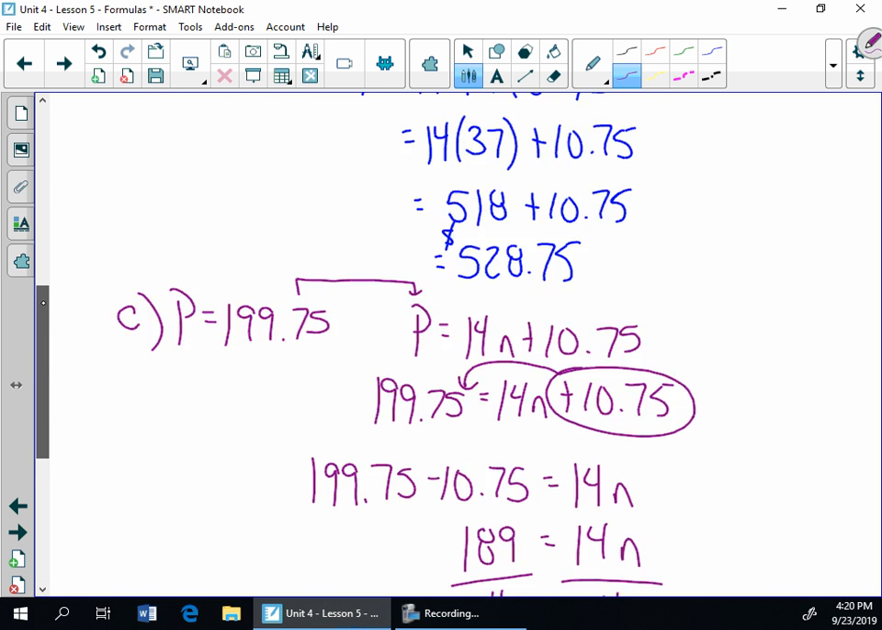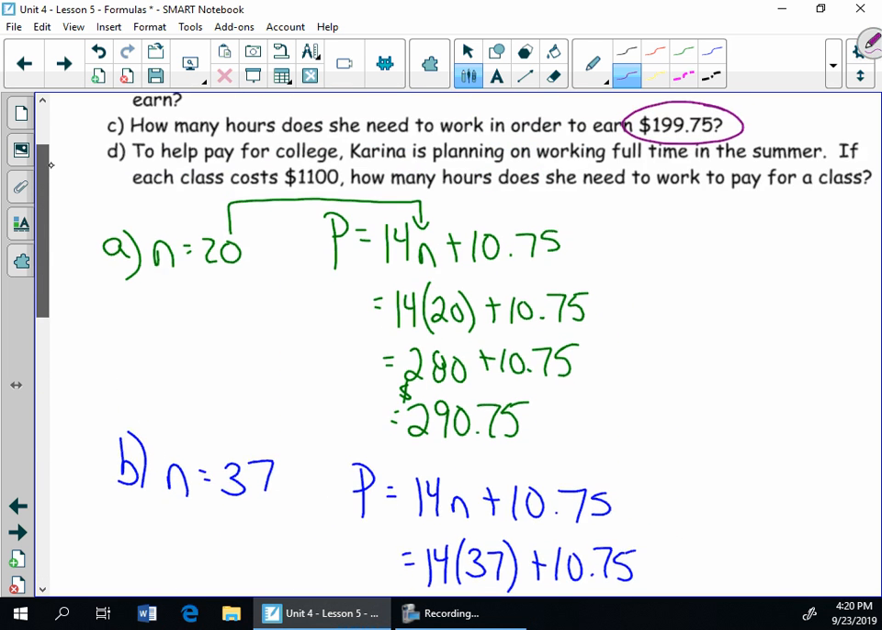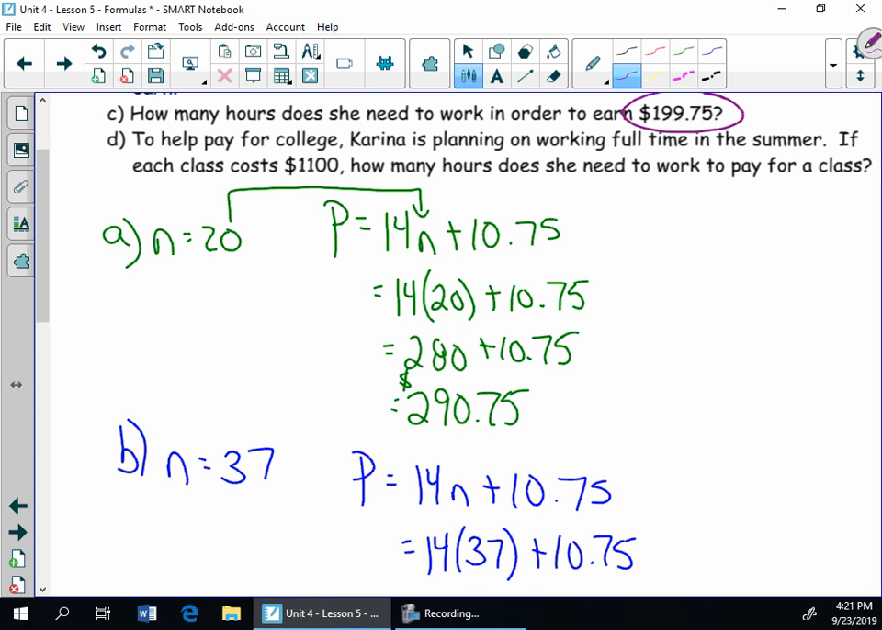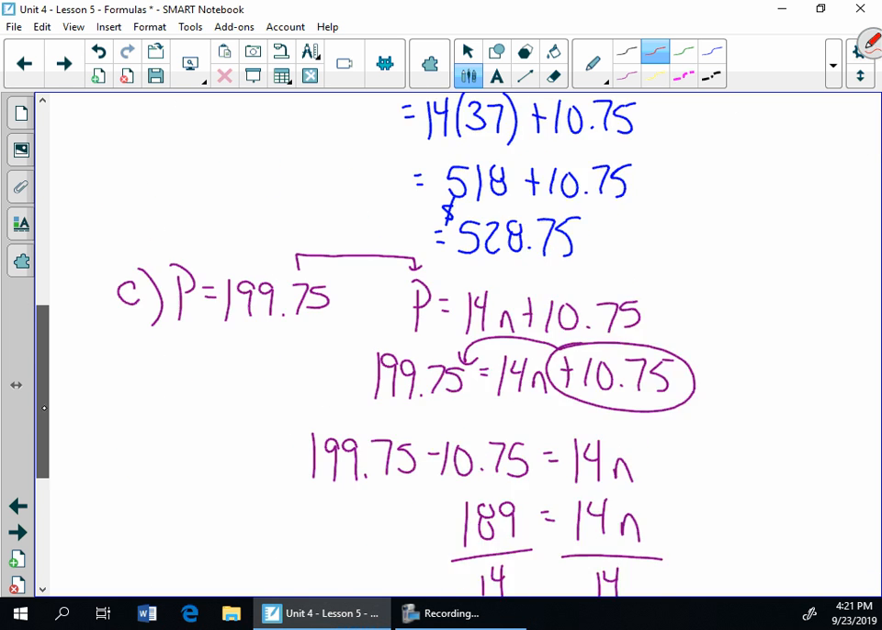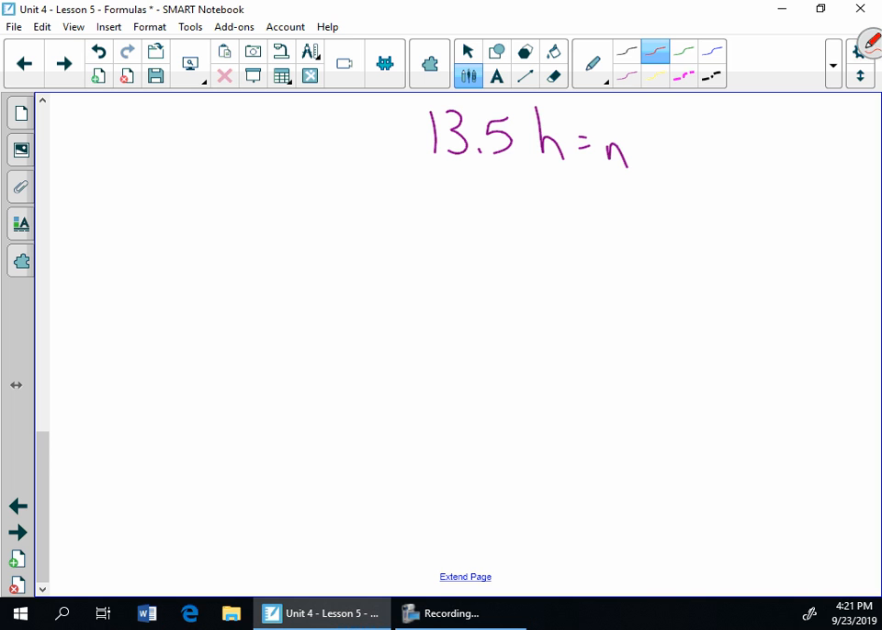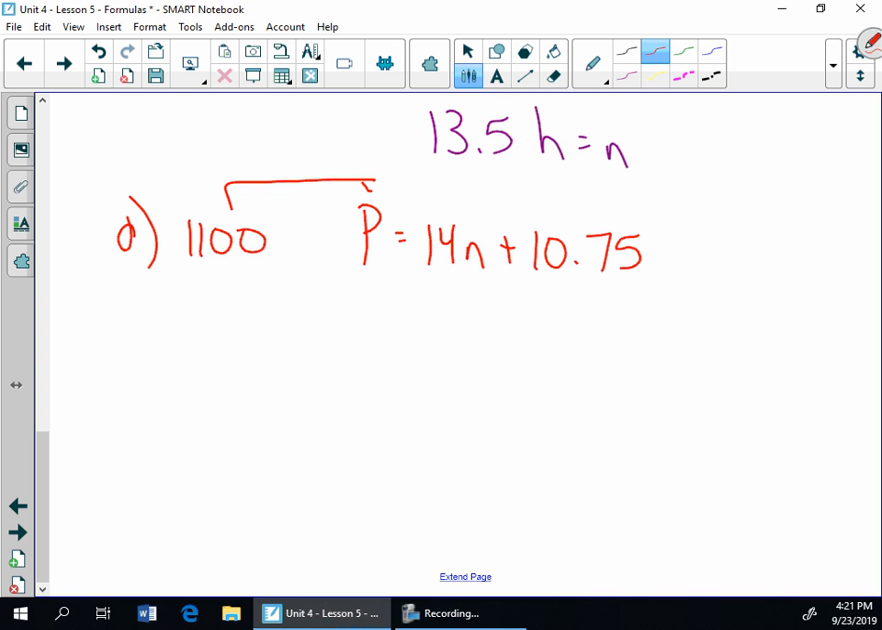Okay, I'll try one more here. To help pay for college, Karina is planning on working full-time in the summer. If each class costs $1,100, how many hours does she need to work to pay for a class? Okay, so she needs to get a whole bunch of pay. How much? 1,100. Our equation is still the exact same equation. Same formula. The only difference is now that P is 1,100.